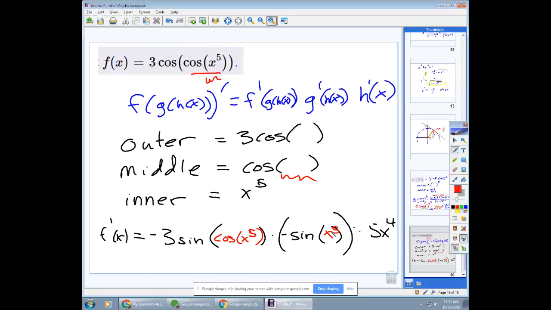So I guess I would say this is 15 x to the 4th times the sine of the cosine of x to the 5th times the sine of x to the 5th. I think we're gonna put a negative on that. It's a negative. I have a negative times a negative. Oh, okay. So you just essentially factored out a -1. Yeah.